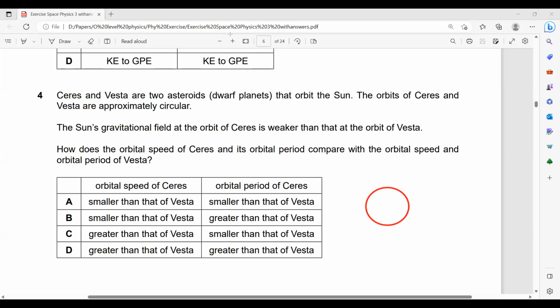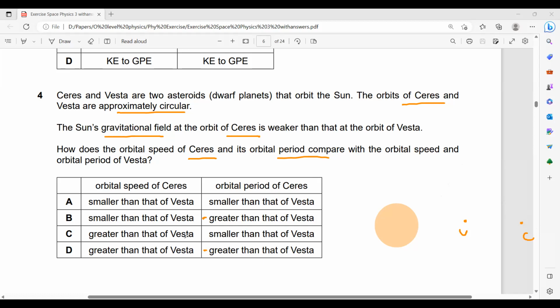And when we compare, the first part is the duration. So we have the sun, this is representing the sun. The orbits are approximately circular, and the gravitational field strength of the sun at Ceres is weaker than at Vesta. So this will be Vesta, this will be Ceres. We have to compare how the orbital speed and the orbital period compare. First, remember about the orbital period: the one which is far will take longer time. So the orbital period of Ceres will be more than Vesta. That's why we say either B can be an answer or D can be an answer.